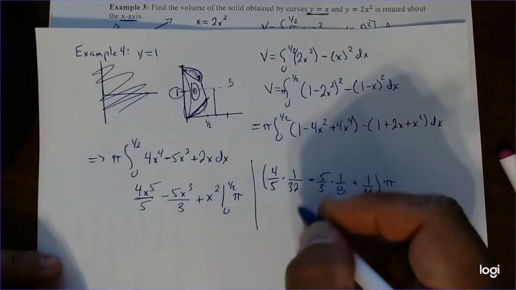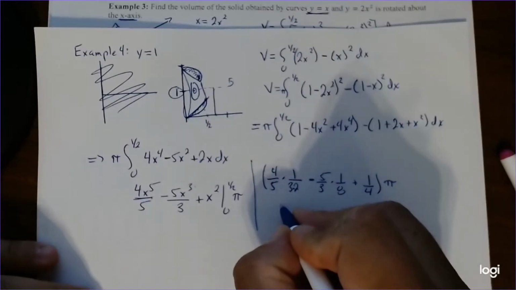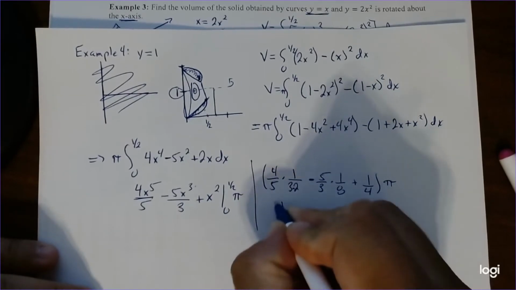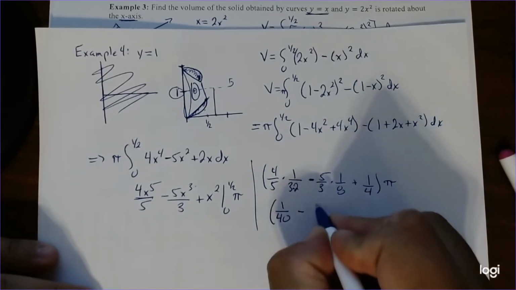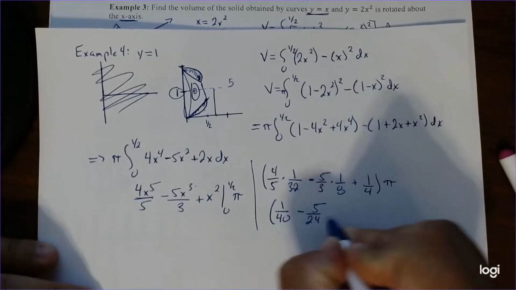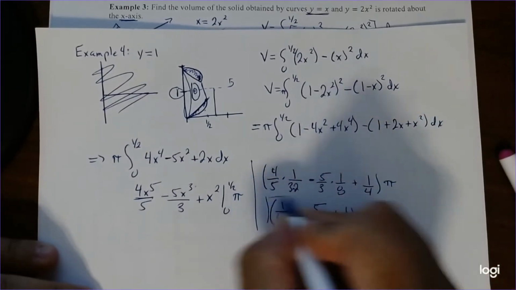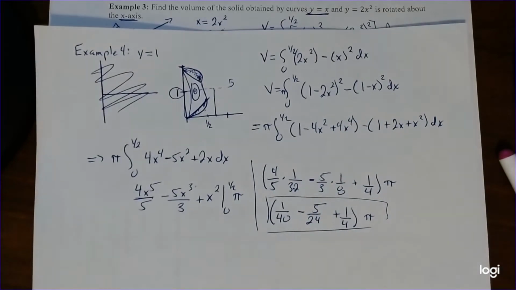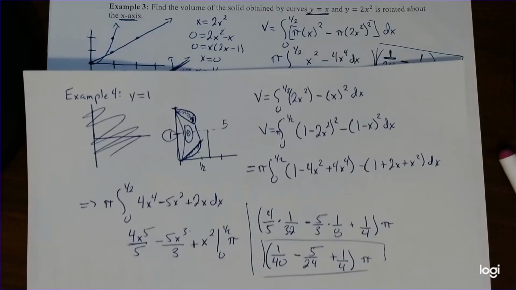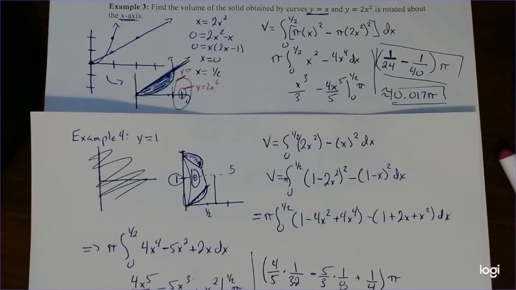So simplify this a little bit more. This gives you 8, so this is 1 over 40 minus 5 over 24 plus 1/4. And then adding all that fun stuff together gives you the answer we're looking for as our volume. So again, a little different example than example 3, because now we're rotating on a different line, not just the x-axis or the y-axis itself.